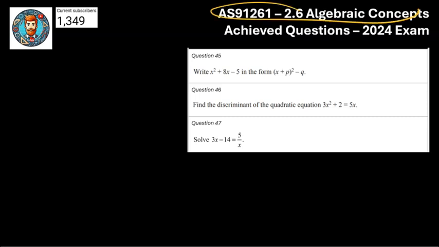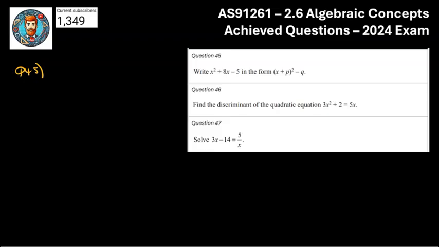In this video we're looking at 2.6 algebra, the Level 2 calc algebra paper, and in particular we're focusing on all the achieved questions from the 2024 exam. Just a reminder, all these questions are past NZQA exam papers, and I've got a link to all the achieved ones in the description of this video if you want to check out more. So let's get into question number 45.